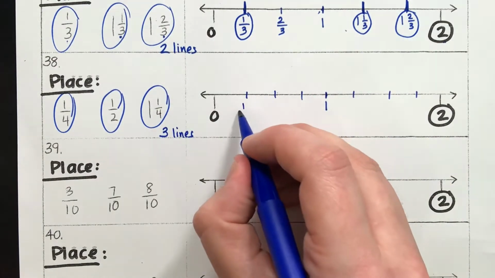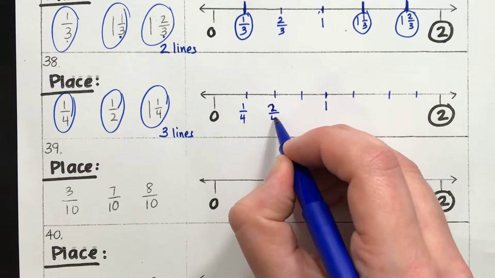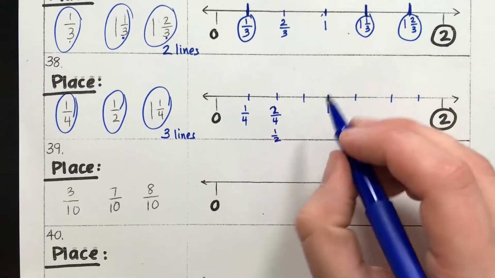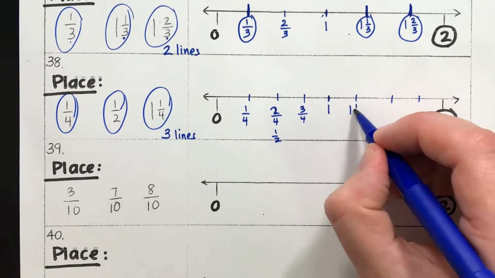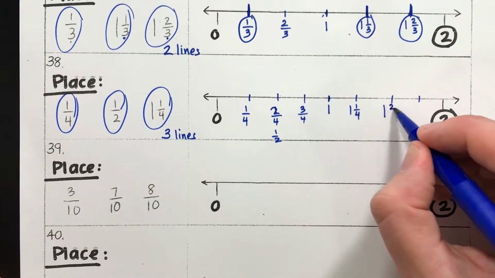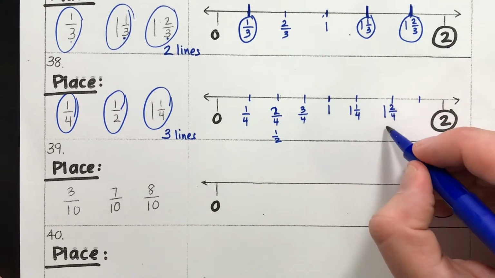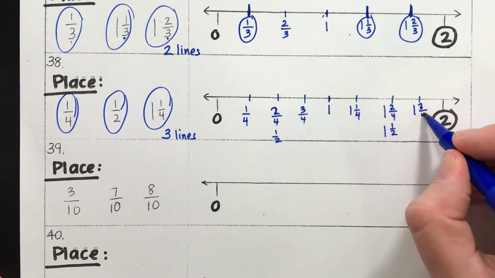Perfect. Okay, so this is 1/4, this is 2/4 or 1/2, 3/4, and then 1. Then we have 1 and 1/4. It's almost like you just start the pattern over again, but you add a 1 to it. 1 and 2/4, or 1 and 1/2. Same thing. And then 1 and 3/4.